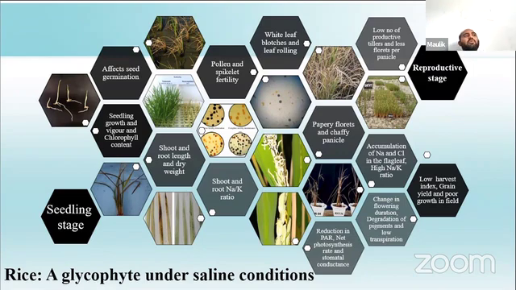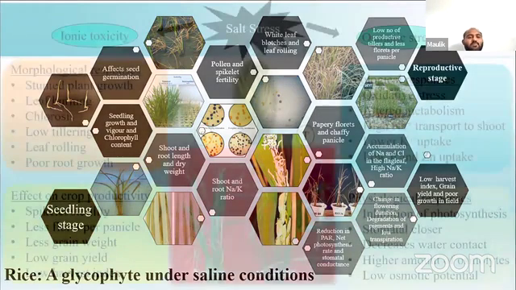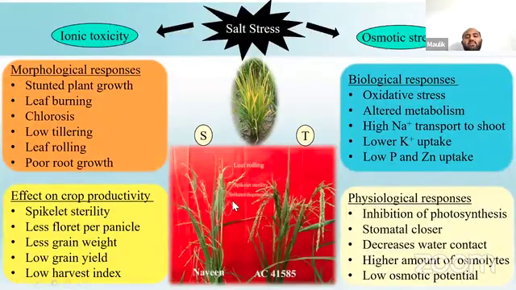It means the plant is not able to produce any grain; per panicle only 5 to 6 grains are filled. The whole panicle is disturbed. So this is the effect caused in the plant when salt increases.